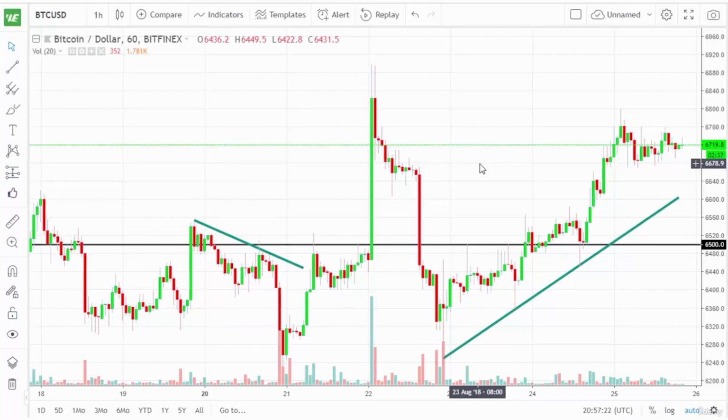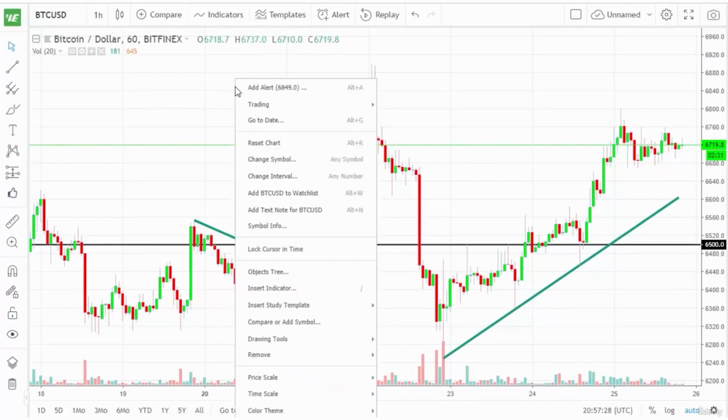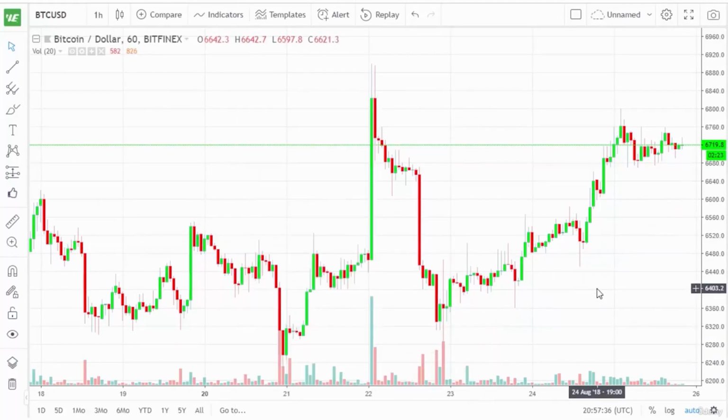But one thing that I would do before I go on to channels, this is kind of messy here, so let's go ahead and clean it up. Right-click in the chart somewhere away from any of the drawings. Go to Remove, and then remove all drawing tools, and you have a fresh, clean chart again.